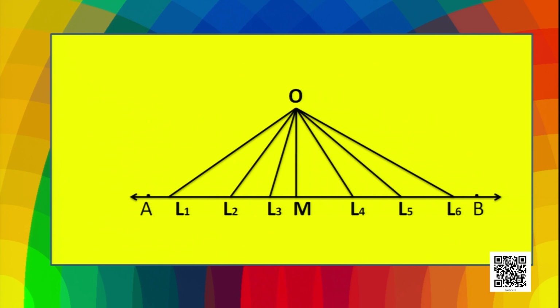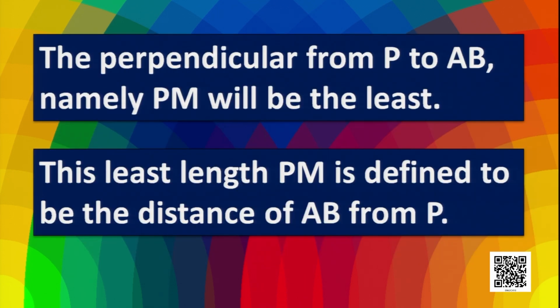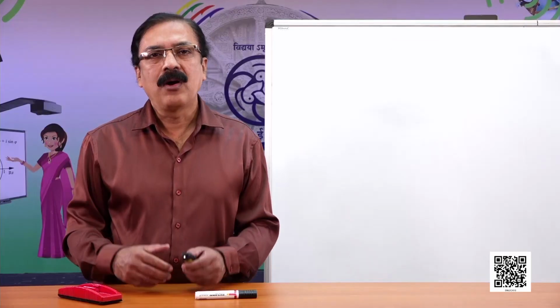Let's see here. If we consider only one line segment that is fixed for the distance, that is the least distance. Here OM is the least distance, and that is perpendicular to AB. So we can say that the perpendicular from O to AB, namely OM, will be the least. This least length OM is defined to be the distance of AB from O. So from all this discussion, we can get a definition of the distance of a point from a line.